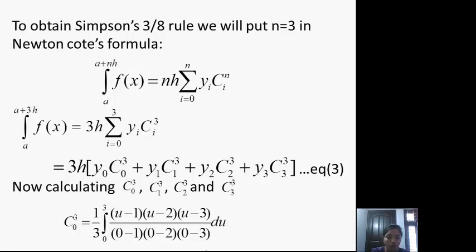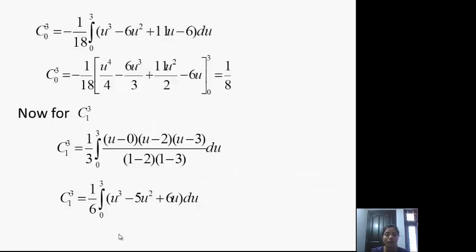Now substituting the value of L_i(u), that is here it will be (u minus 1) into (u minus 2) into (u minus 3) upon (0 minus 1) into (0 minus 2) into (0 minus 3). Here 0 is the number for which we have to find the Cotes number. Now after integrating this function and substituting the value of limits, we'll find 1 by 8 for C_0^3.